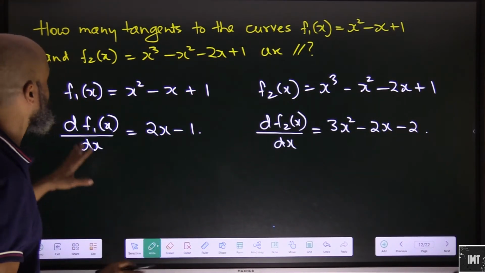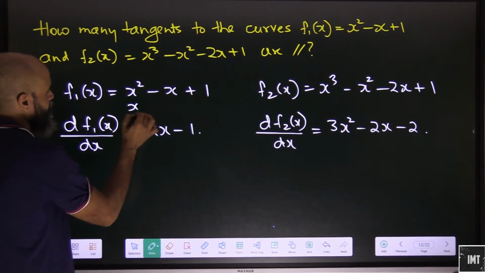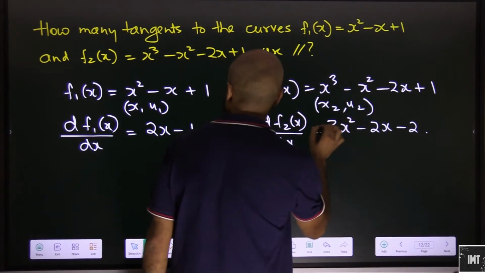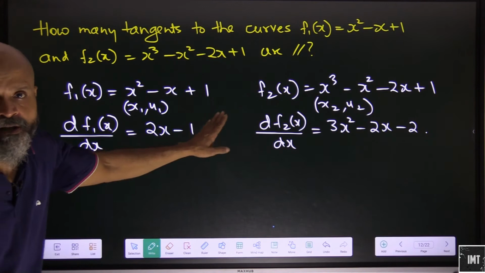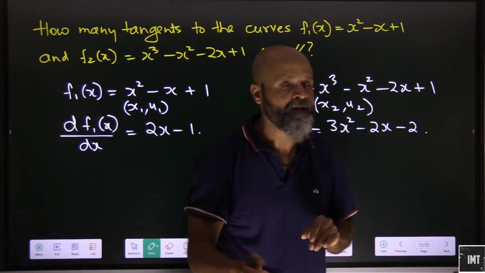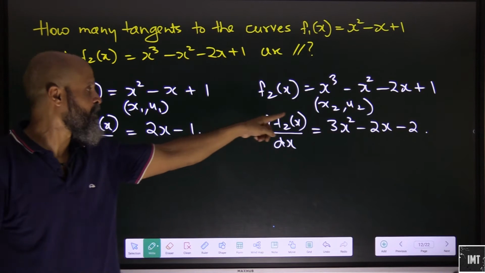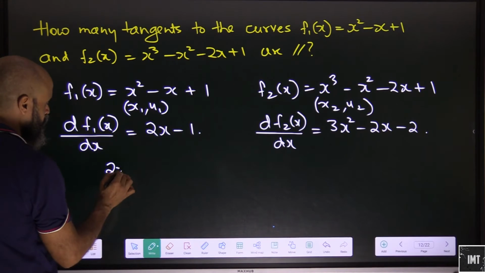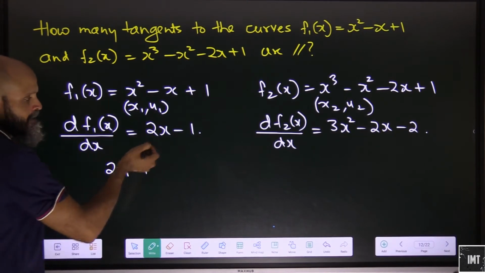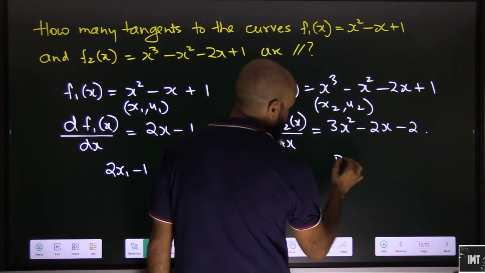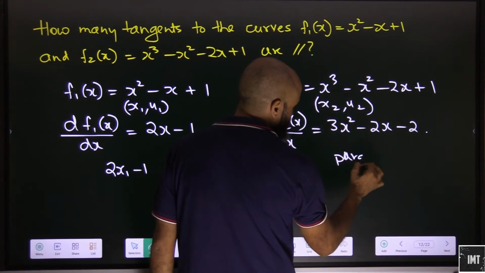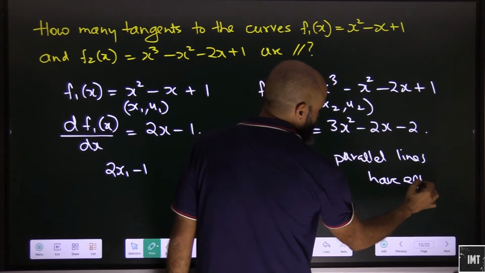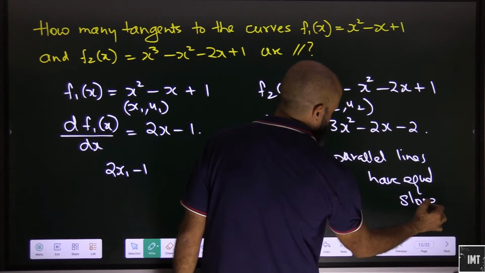Okay, now let's say for this we have any point x1 y1, and for this we have any point x2 y2 through which the tangents are parallel. So these are points on different curves, and hence we have to take their values as different. So for this we have x1 y1, and for this we have x2 y2. So for this we have x1 y1, so in that case this will be 2x1 minus 1, and since these are parallel lines, they have equal slopes. We know this. Okay, so parallel lines have equal slopes.